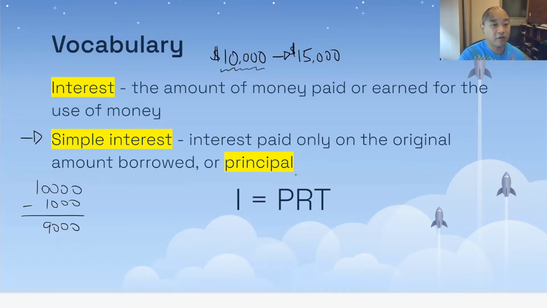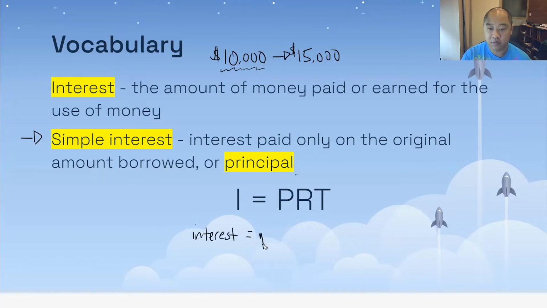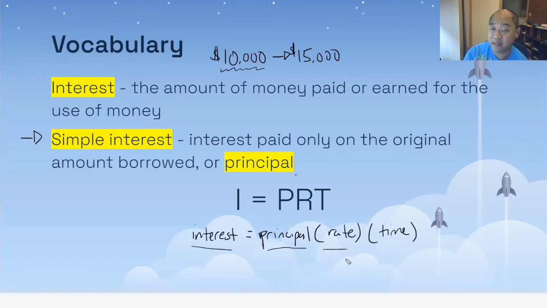Okay, so how we figure out simple interest is with this equation, where interest equals the principal times the rate times time in years. So the amount of money that the bank earns, the interest, is equal to the amount of money that you borrow multiplied by the interest rate, which is a percent, and then the number of years. So let's take a look at an example.